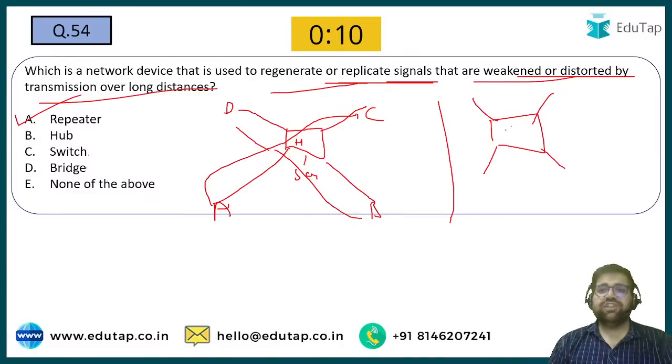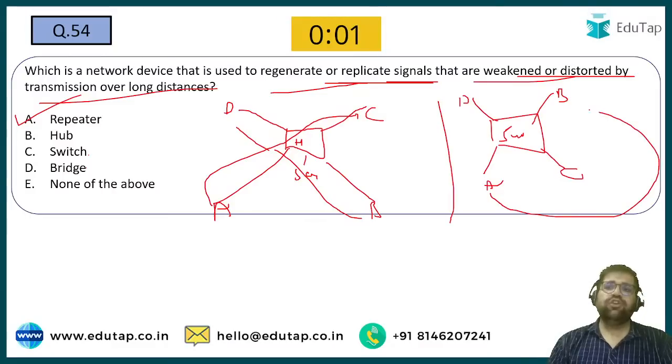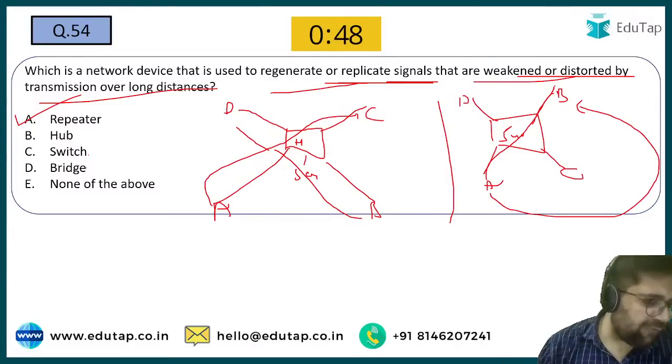But what is a switch? A switch is a kind of device as well, but here, mind you, my friend, if A wants to talk to B, this time there will be no dindora, this time there will be no broadcasting. Rather, in this particular case, there will be a private message sent between A and B. D and C will not come to know what A and B are talking. This you have to remember, okay?